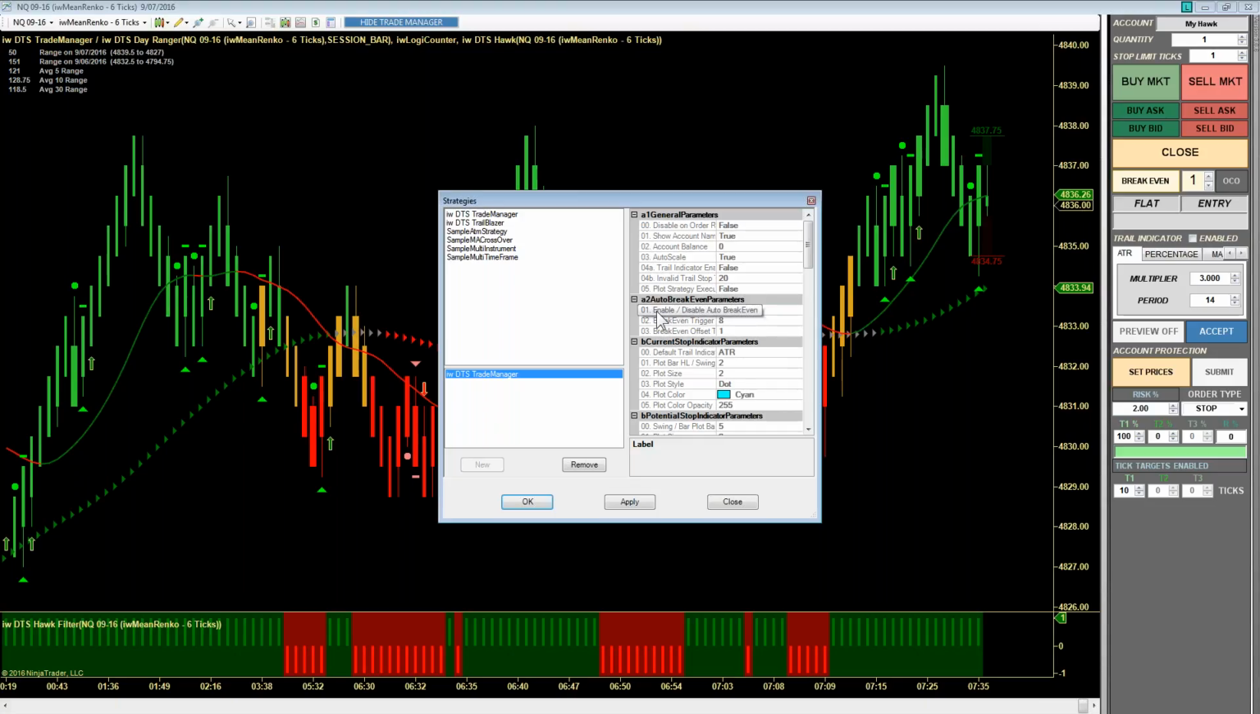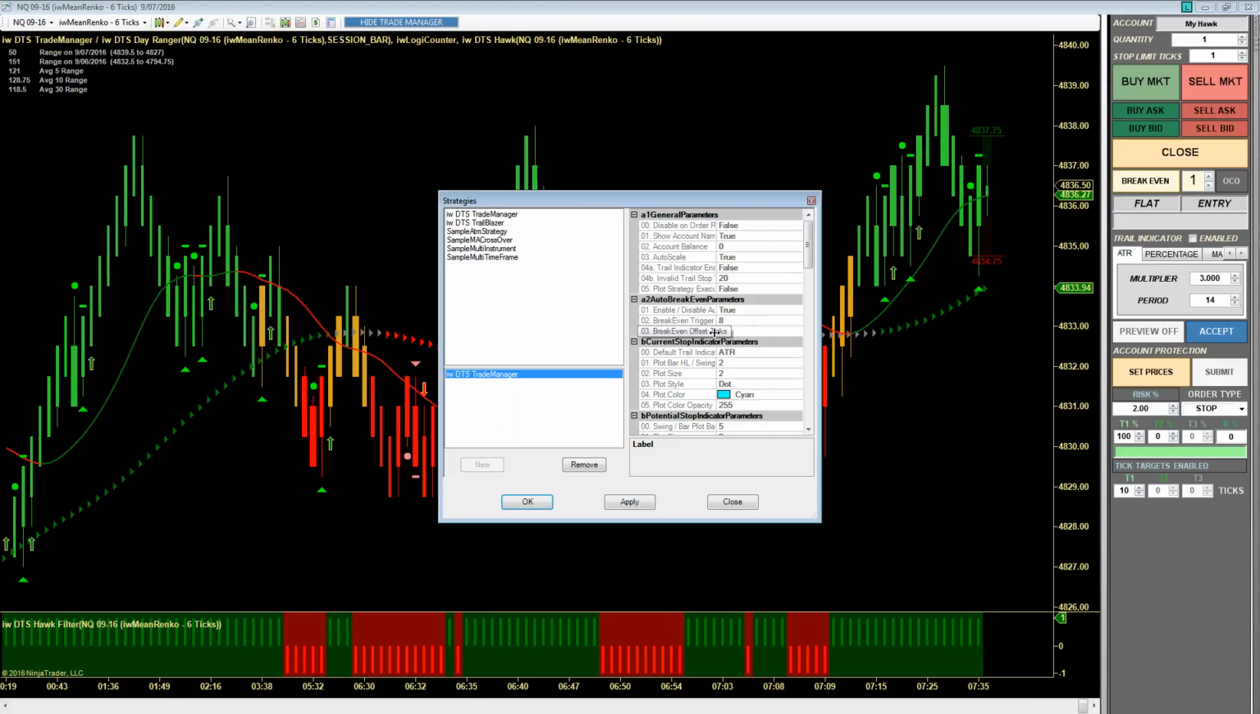So you'll have your enable feature. I don't know why it says enable disable, but there's your on-off switch. And then you can set your break-even trigger in ticks. Now, I usually set it anywhere from 75 to 80% of the way to the profit objective. I figure if the market gets that high, it owes me at least a break-even trade.